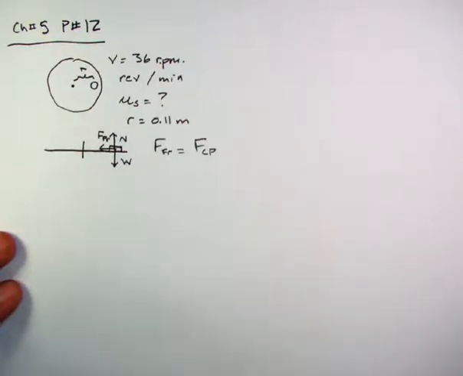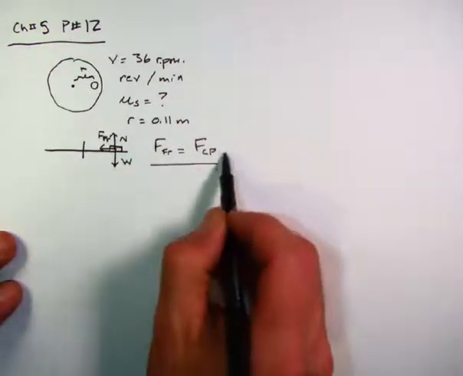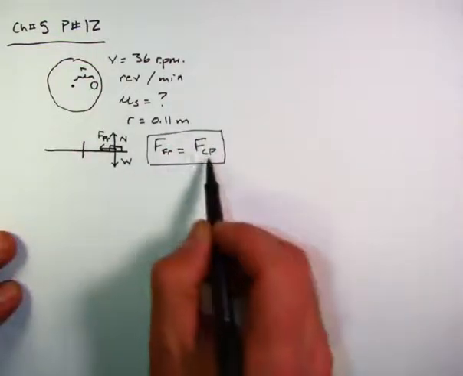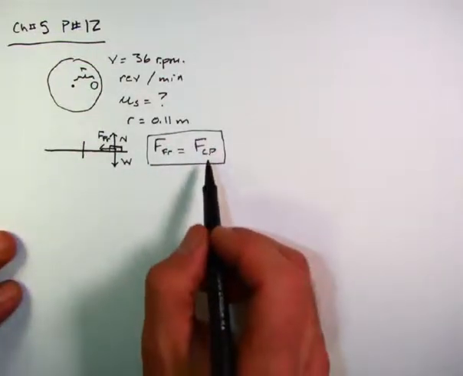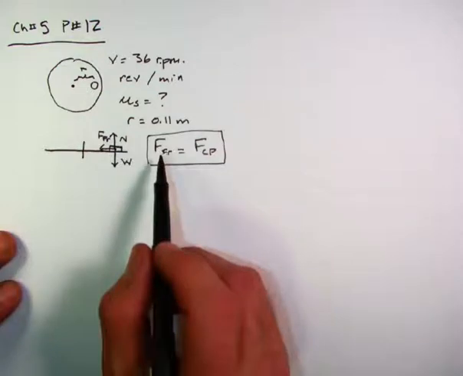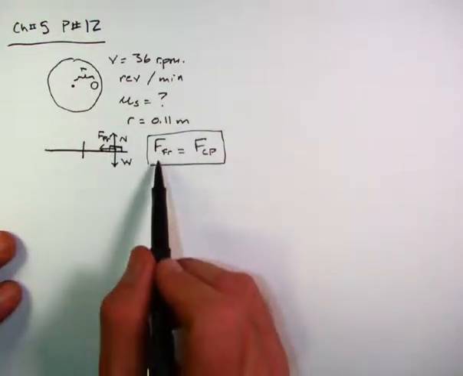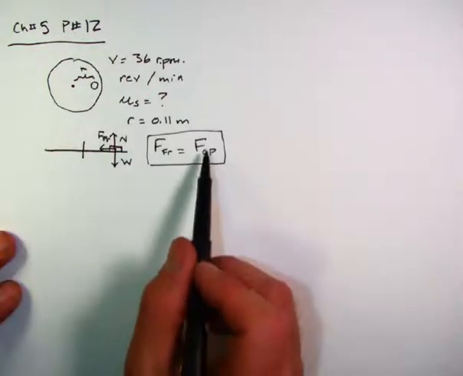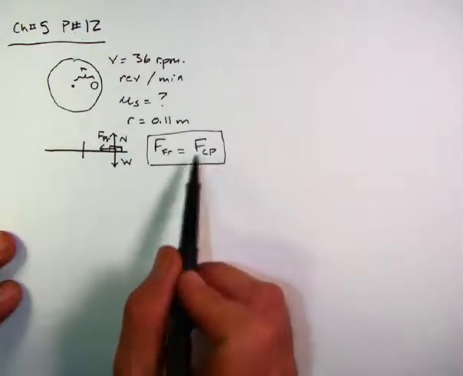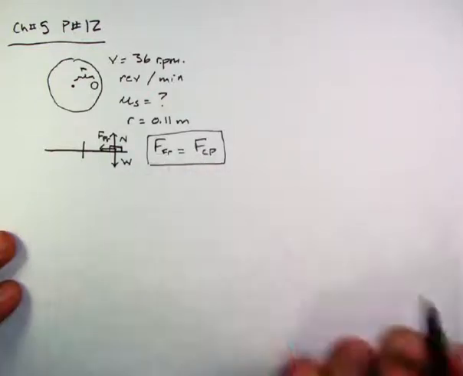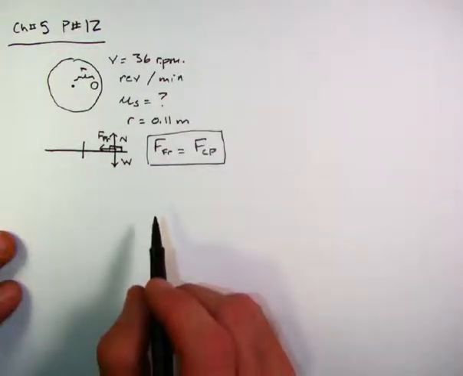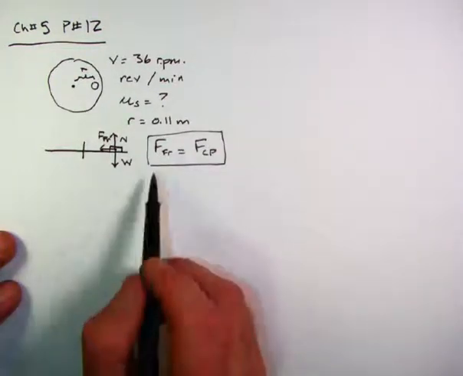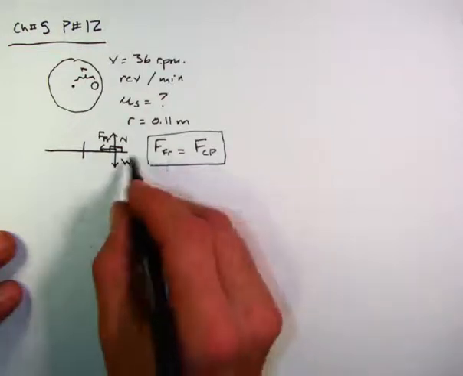So that's the big idea. Remember, a centripetal force isn't a force in and of itself. It has to be caused by something. A centripetal force might be friction, it might be a tension, but centripetal means center-seeking force. In this case, friction is the center-seeking force. Okay, let's see if we can solve for mu here.